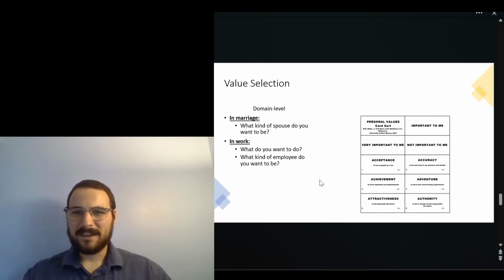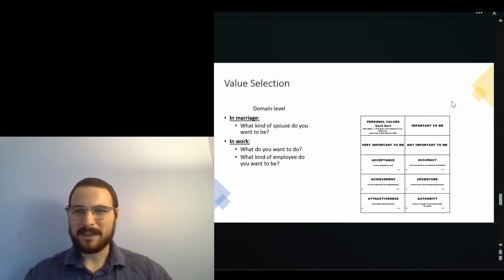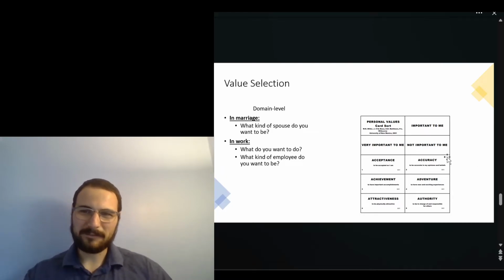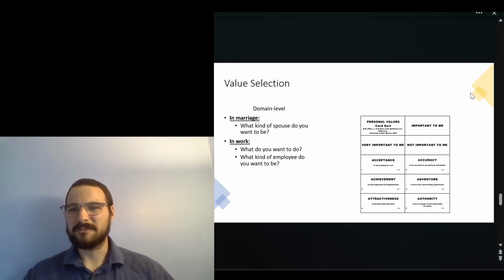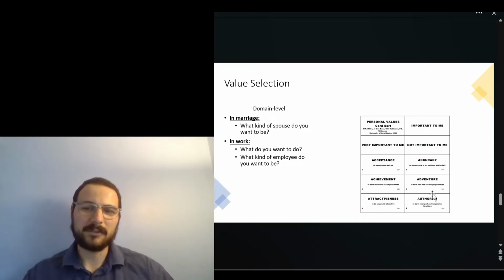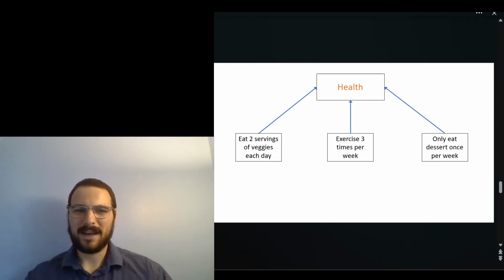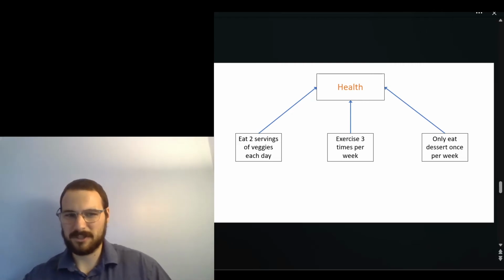Another way to select your values sometimes is through things you can find online, these values card sorts, where you cut along these lines and make different piles of not important to me and very important to me. Then you sort these different values, such as acceptance, achievement, adventure, into those piles, and maybe decide adventure is a value that's very important to me. Once you've chosen the top few values, you try to come up with some actions, like we did for health, that live out those values or help you get closer to them.